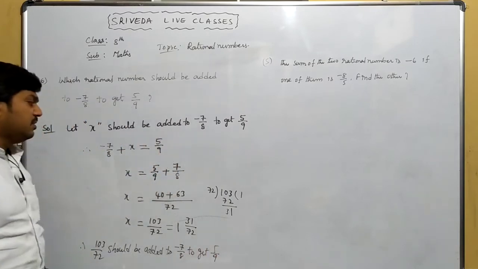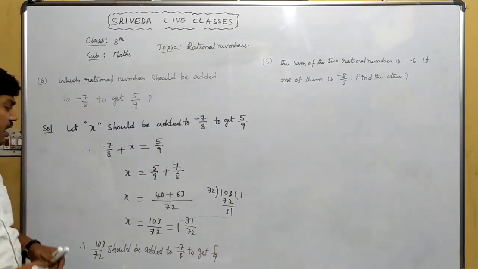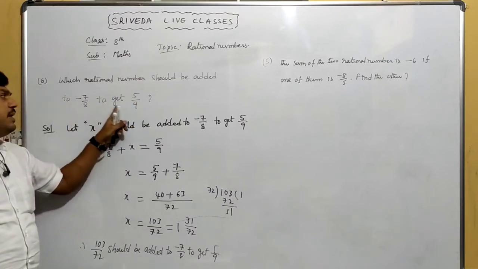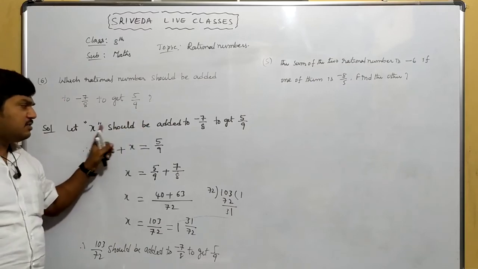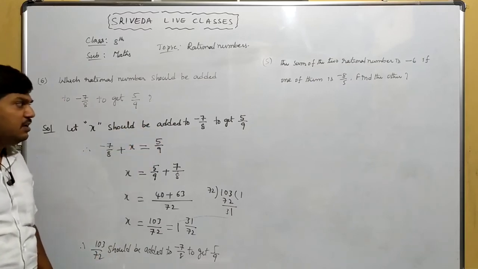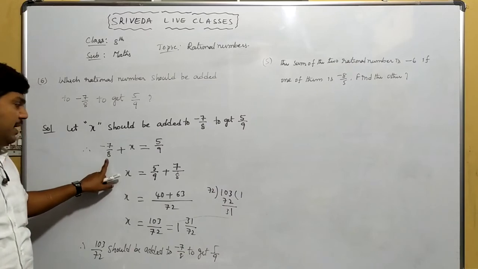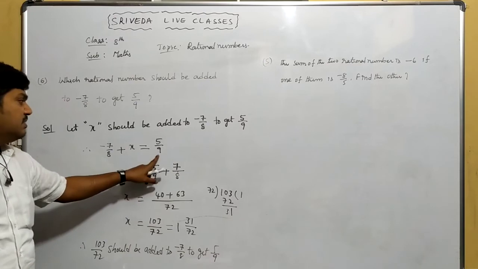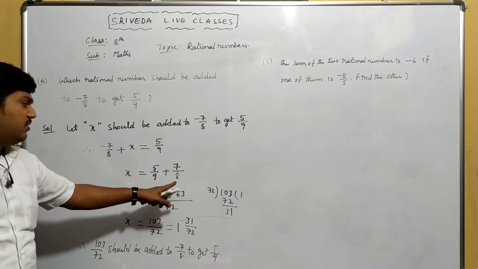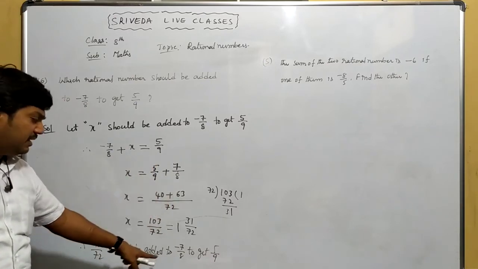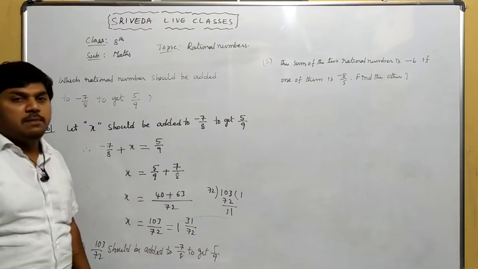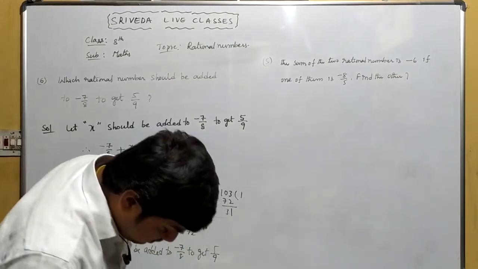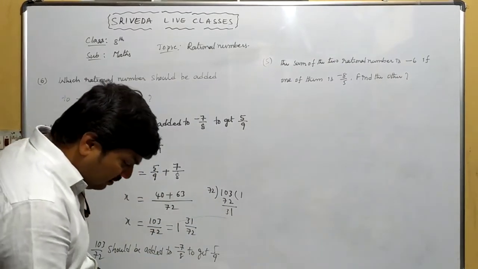Understood? So x should be added to minus 7 by 8 to get 5 by 9. Minus 7 by 8 plus x is equal to 5 by 9. Sending this to the right side, it becomes plus. Simplifying, we get 103 by 72. Understood now? So we'll go through the next question.